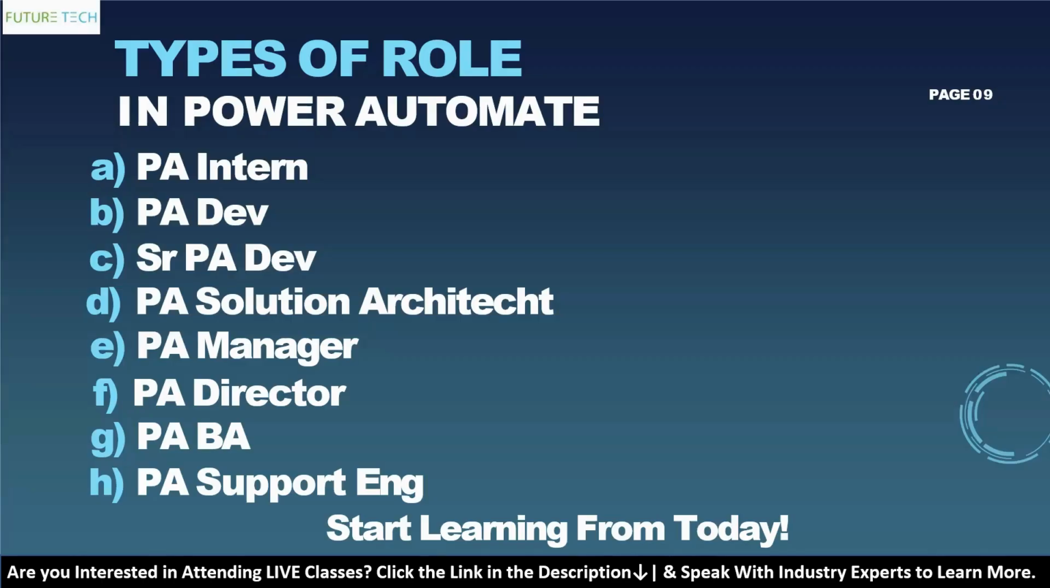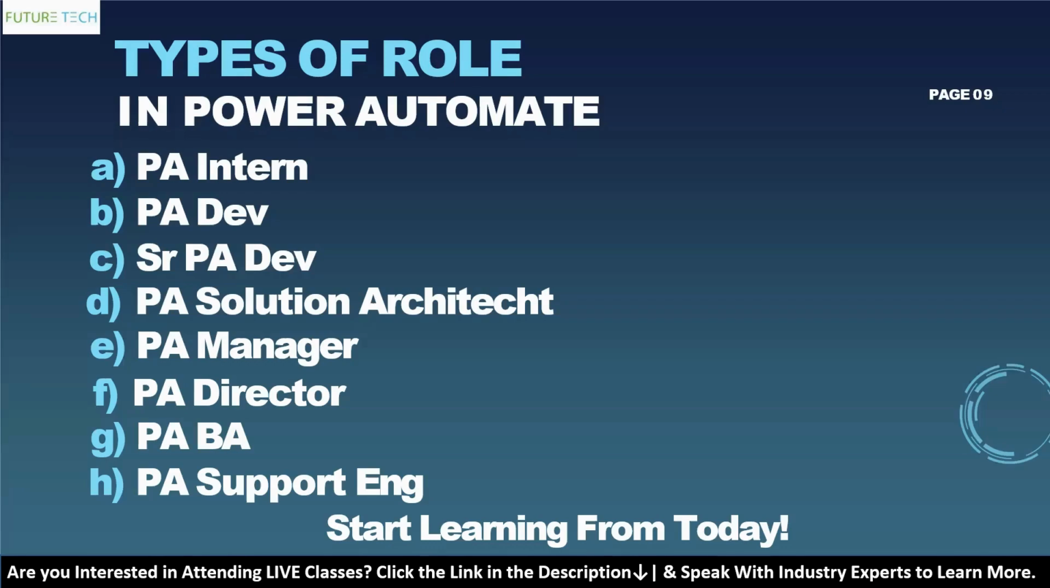After that, at the top level, we have Power Automate director. If you have more than 15 to 20 years of experience, you can become a Power Automate director. To become one, you should have all the certifications and at least 2 to 3 years of tools knowledge, and the minimum experience would be 15 to 20 years. Okay, all these roles are purely technical.